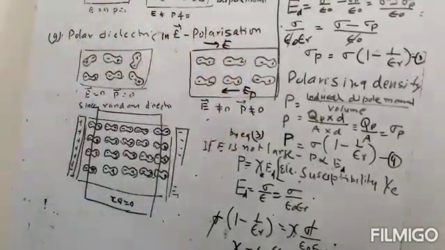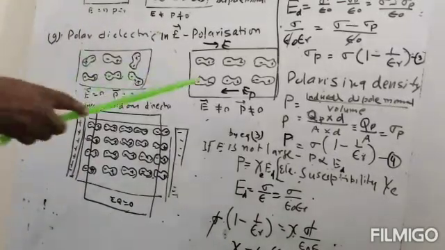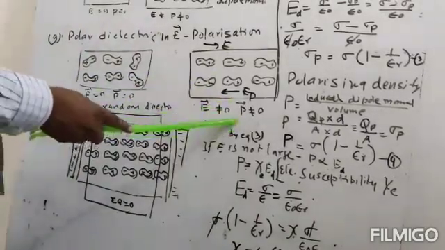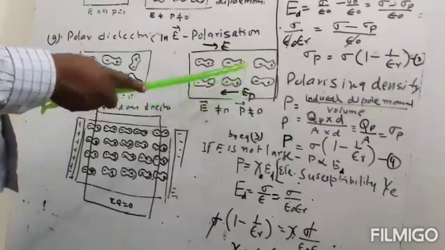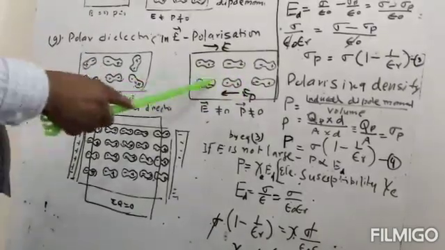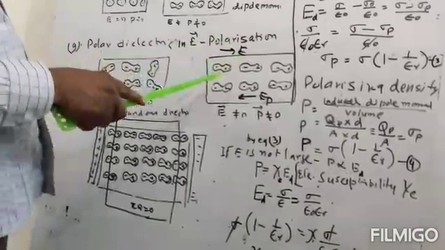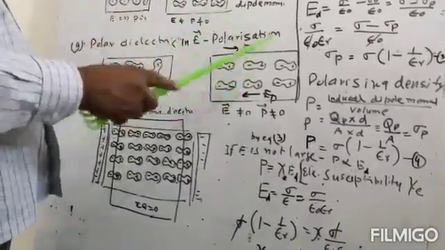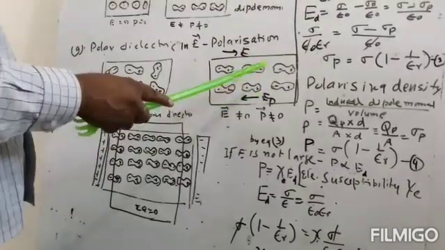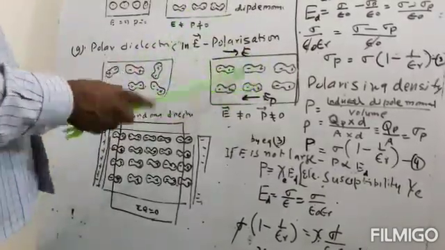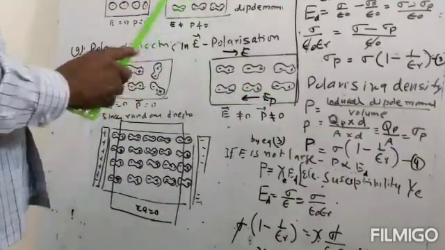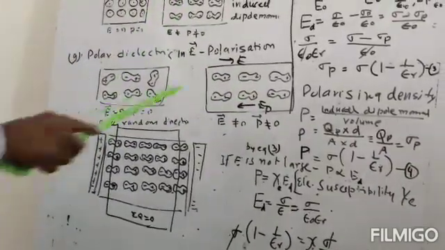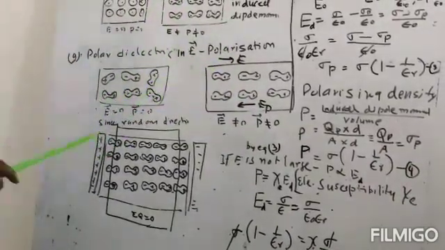So here the dipole moment will not be equal to 0 when there is no electric field. Dipole moment was 0, but in the presence of an external electric field, the dipole moment will not be equal to 0, in the case of a polar molecule as well as for a non-polar one. So now we explain further in this way.